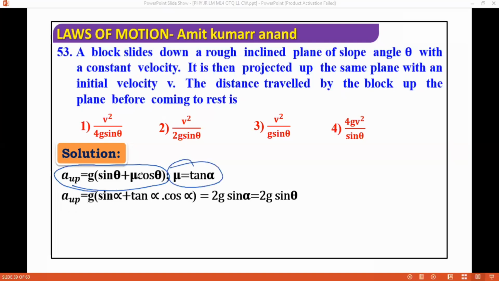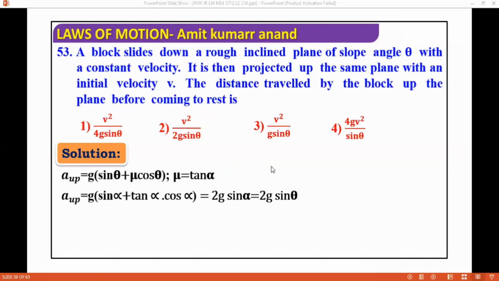If you do some calculation and substitution, you need to convert this in terms of tan of alpha. It goes like this, and you can convert it in terms of tan of alpha. So from here you will get 2g sin alpha, that is 2g sin theta. Okay, so you can go with it, and you'll get the answers like this.